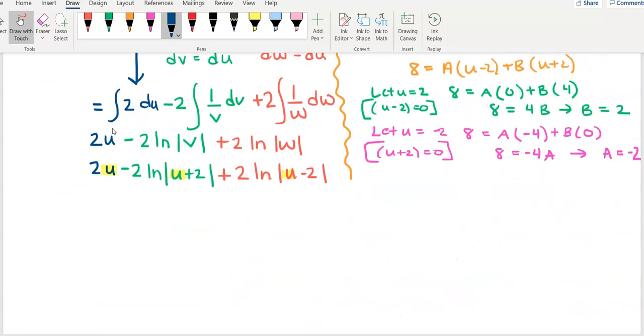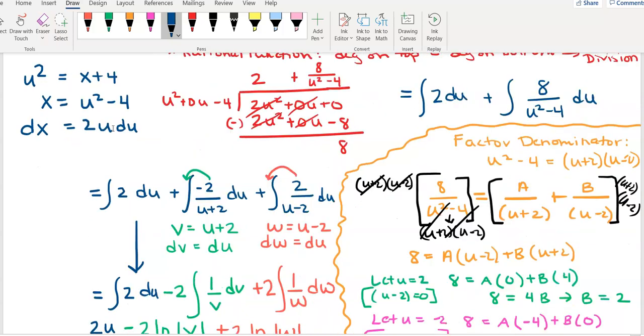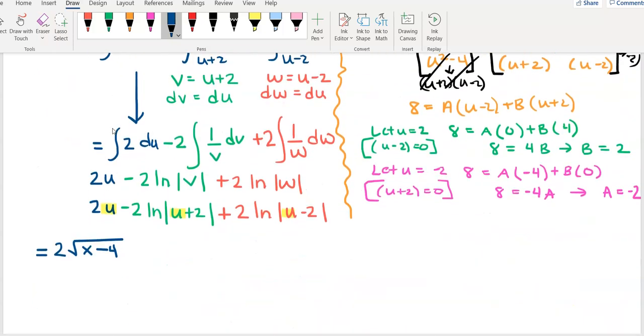So just take a moment to really focus on writing it. So 2 times the square root of x, was it plus 4 or minus 4? For some reason I'm forgetting. It was plus 4. Okay, so let me make that a plus. And then minus 2 ln of the square root of x plus 4, and then a plus 2 outside of that, plus 2 ln of the absolute value of the square root of x plus 4 minus 2.